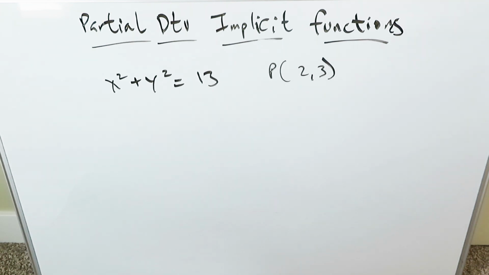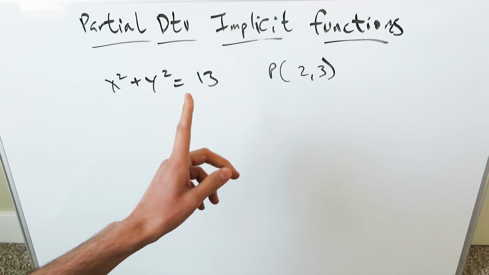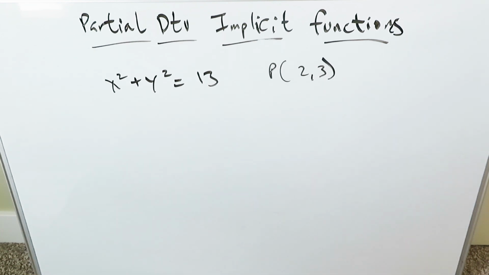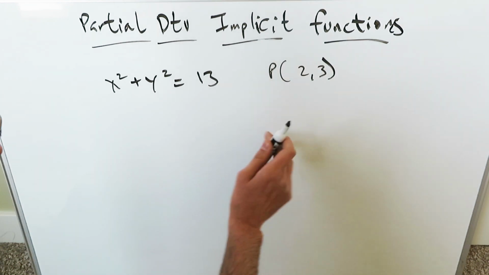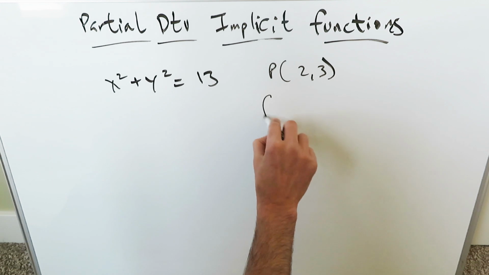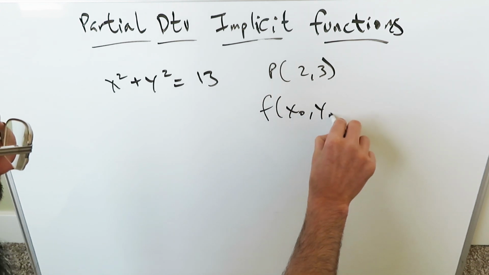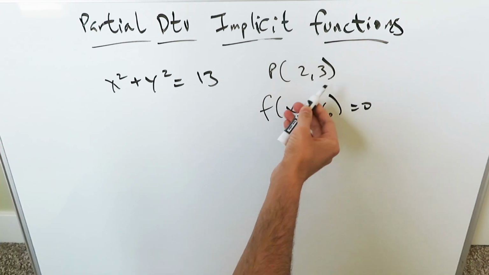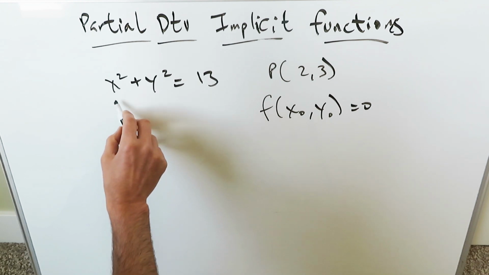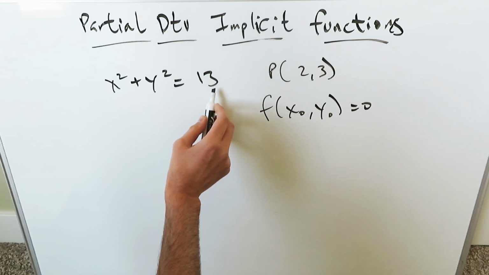I have x squared plus y squared equals 13. There's a specific point 2, 3. Now consider that a condition we're talking about. This f of x0 comma y0 should equal 0, and it will. When you put 2 and 3 in over here, you'll have a 4 plus a 9, and it's equal to 13.